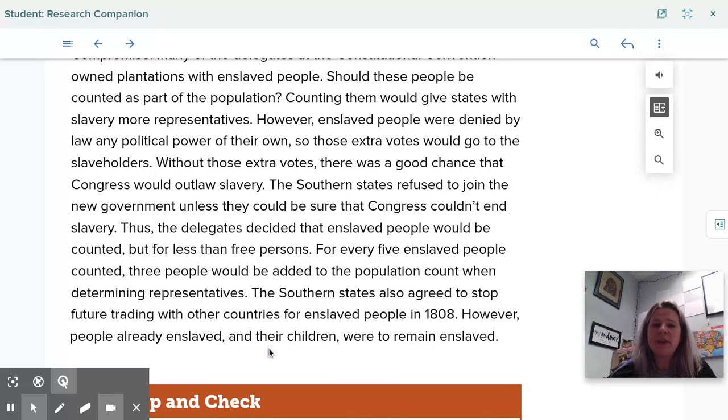So another thing that was added to the Constitution, it said that the Southern states also agreed to stop future trading with other countries for enslaved people. So they could no longer buy and sell slaves from other countries. But those slaves that were already enslaved, already in captivity, could still be slaves, but you couldn't purchase any other ones from outside the country. You could still purchase and sell within the country, but not from outside the country.